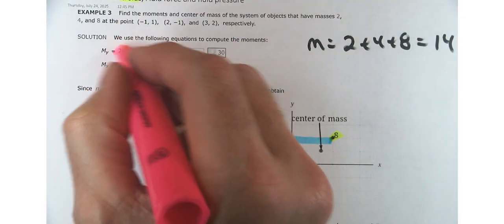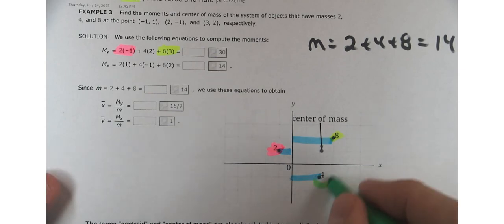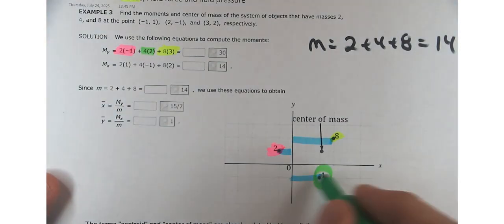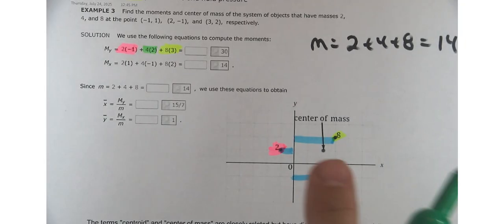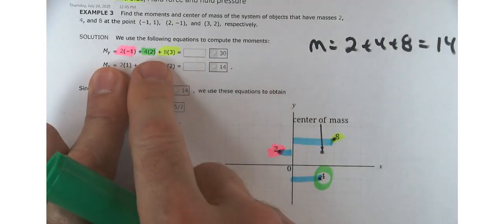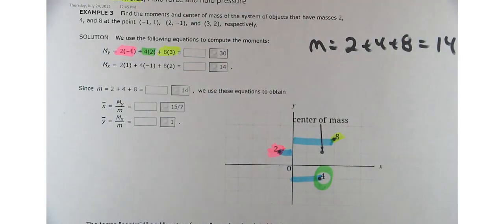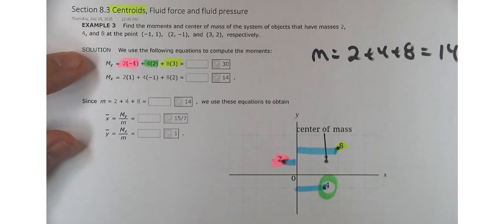Last but not least, we've got a 4 here. 4 is a distance of 2 away. So that's the combined rotational force that this y-axis is feeling based on these 3 points. You multiply those together, add them up, and we get a total of 30. We'll call that m sub y, the moment around the y-axis.